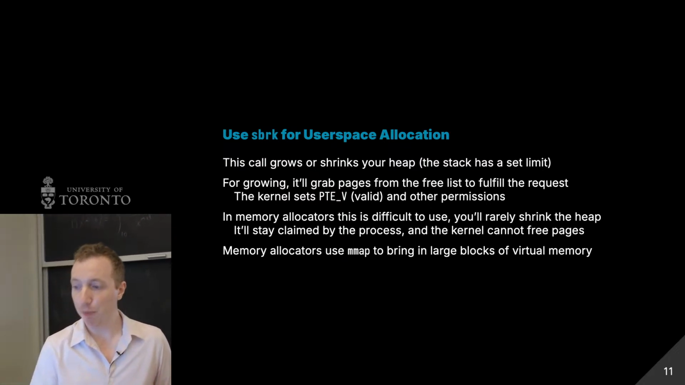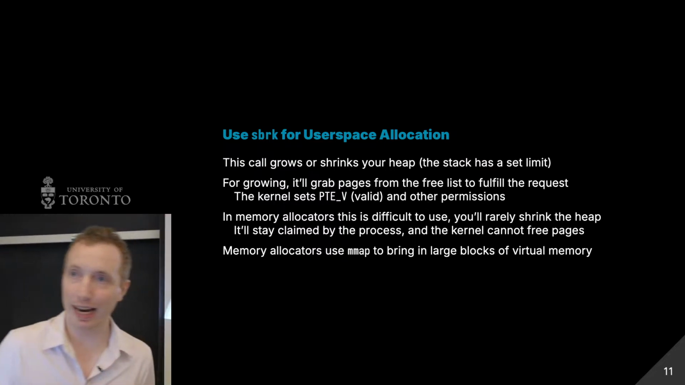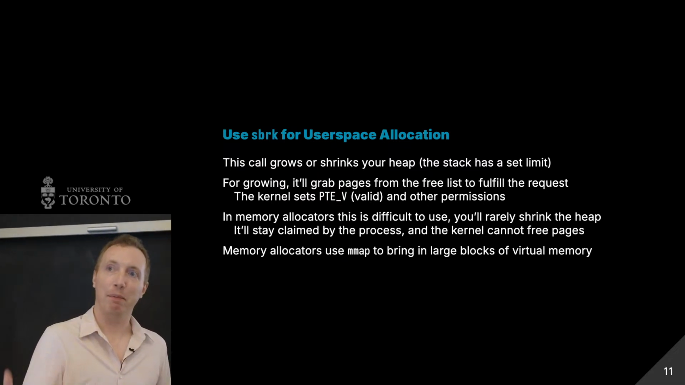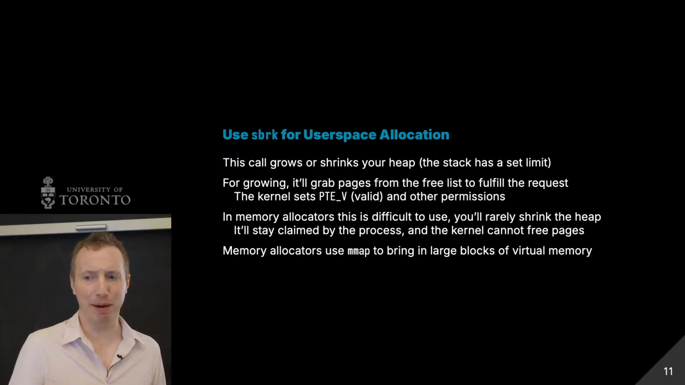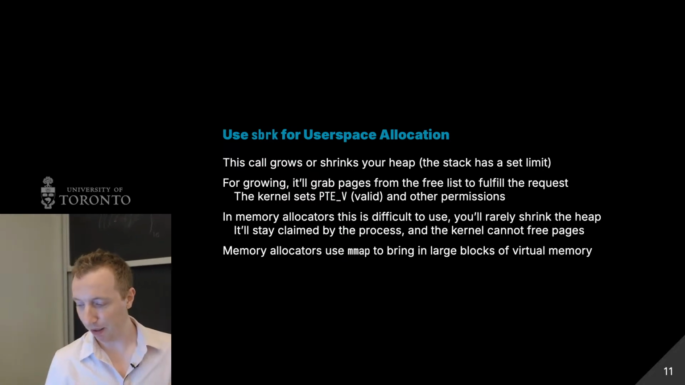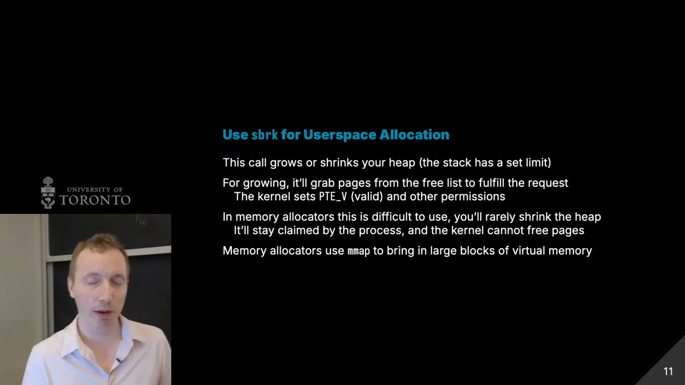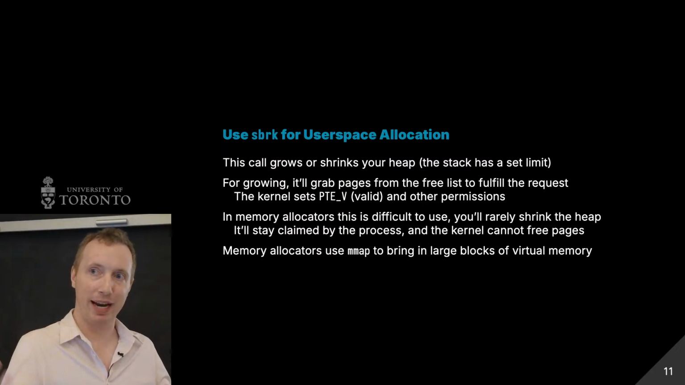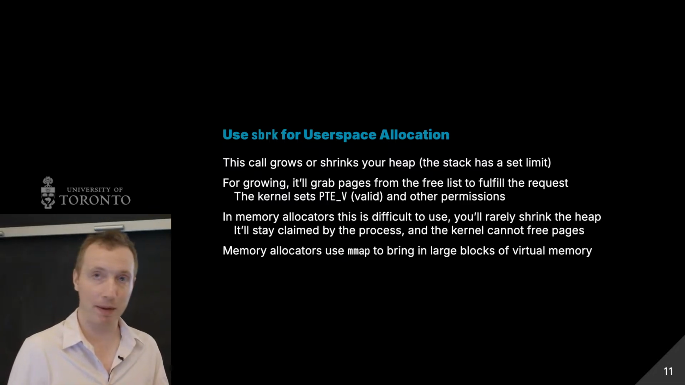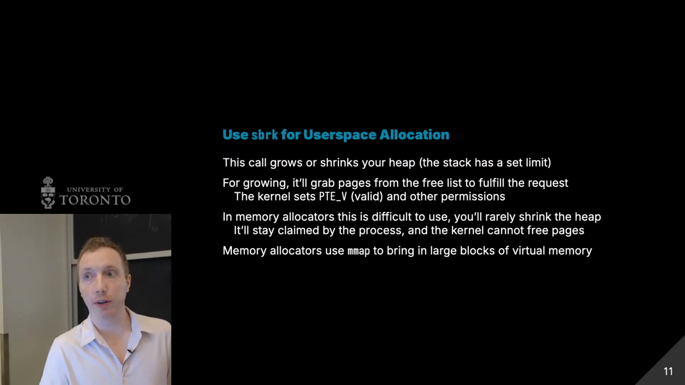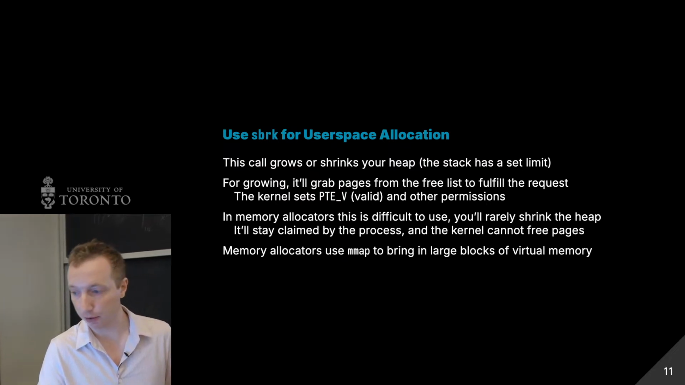And for memory allocators, you might notice that if I use a bunch of mallocs and then I free a bunch of stuff, my process doesn't use any less memory. Typically, you can only shrink the heap from one end of it, so it'll stay claimed by the process. The kernel cannot free pages. It's really unlikely that you'll have a page size empty at the very end so that the kernel can actually reclaim memory. So this is also why some processes that use malloc might look like they're using a lot more memory than they're actually using.